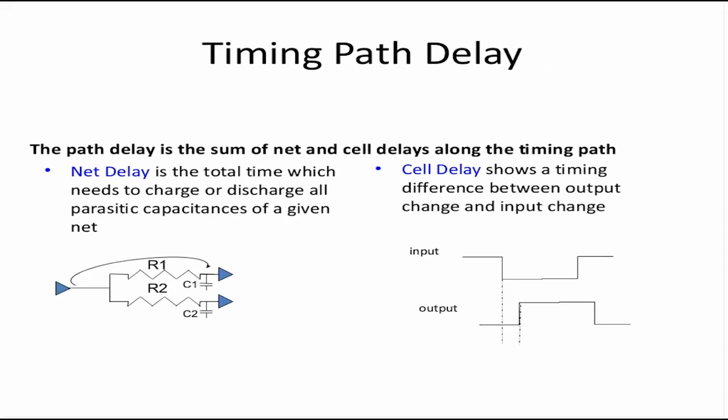Again we have seen this. Net delay is the total time which is needed to charge or discharge all the parasitic capacitances. Cell delay is nothing but the delay it takes the signal to traverse from input to output. So the path delay is the sum of net delay and cell delay.